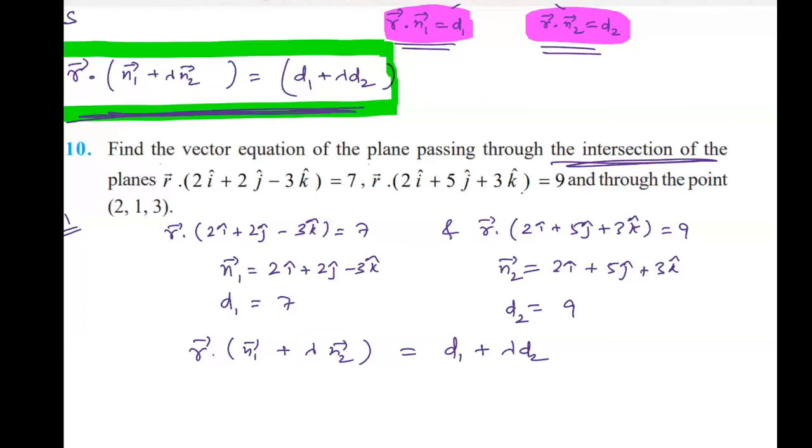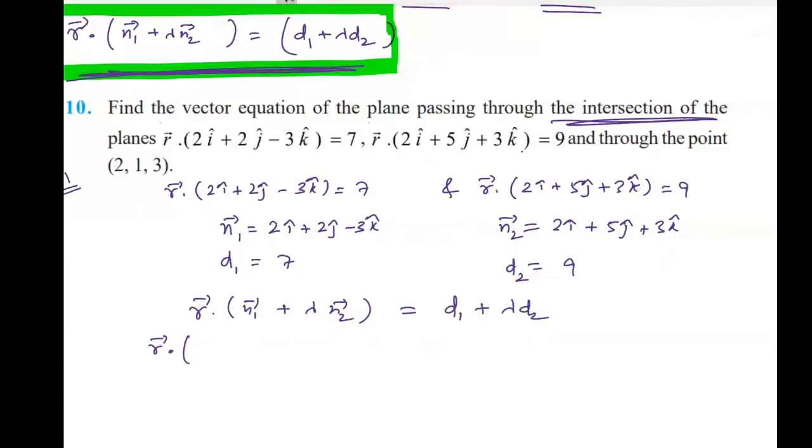So r dot, what is n1 here? n1 is nothing but 2i plus 2j minus 3k plus lambda times n2, which is nothing but 2i plus 5j plus 3k. d1 is nothing but 7 and this is 9 lambda. Now what to do? Just expand it and add them. We collect the terms containing i cap.